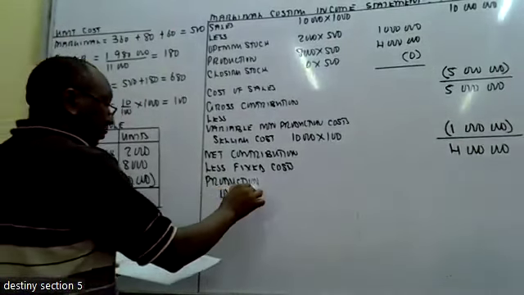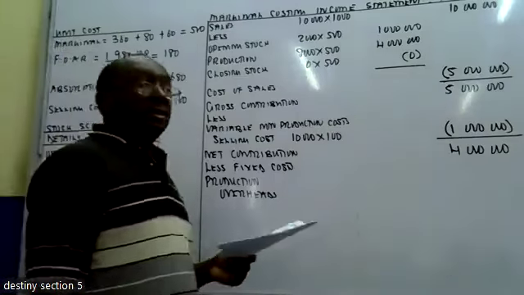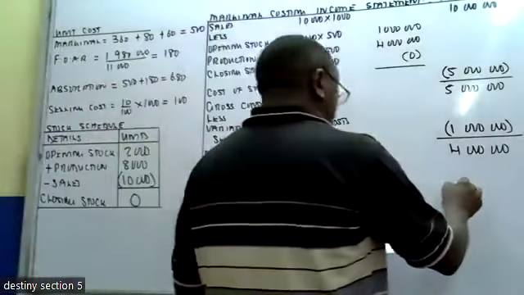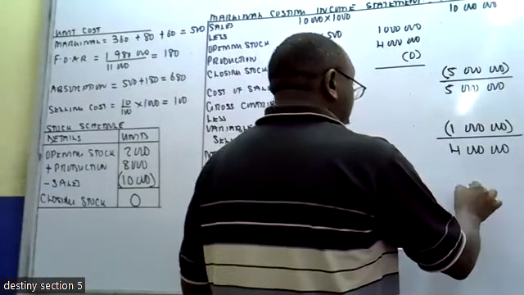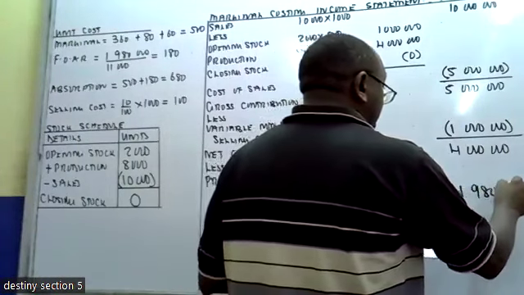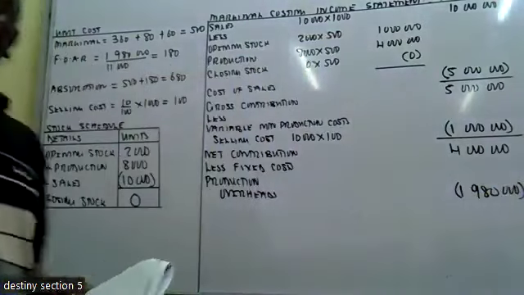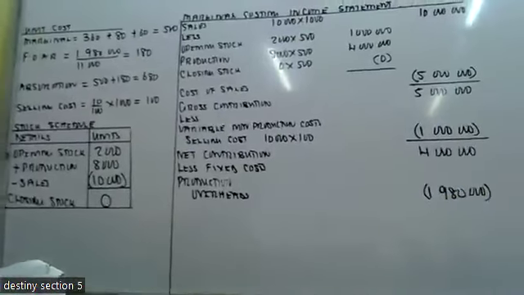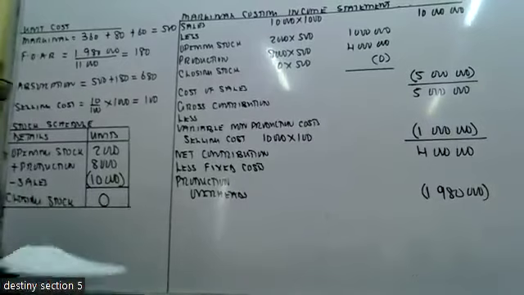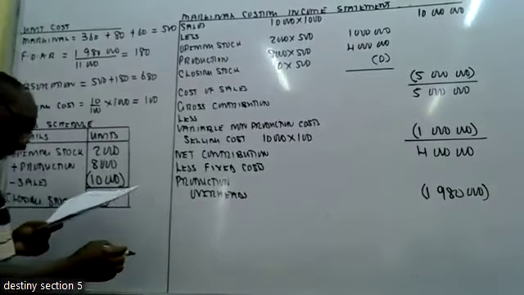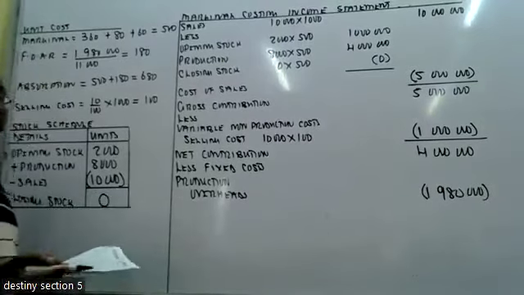Sasa, because this one is the same, we just bring the way the budget is. The way the budget is, which is 1,980,000. That is the only production.